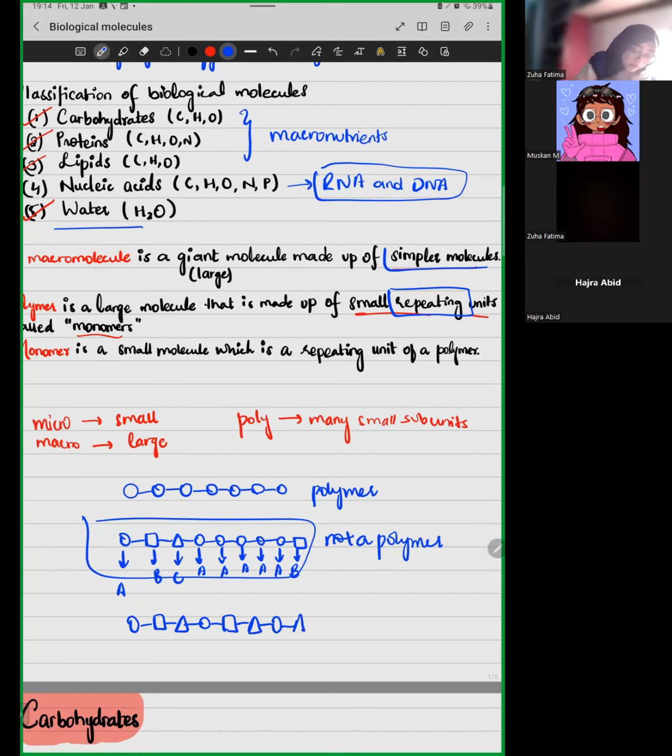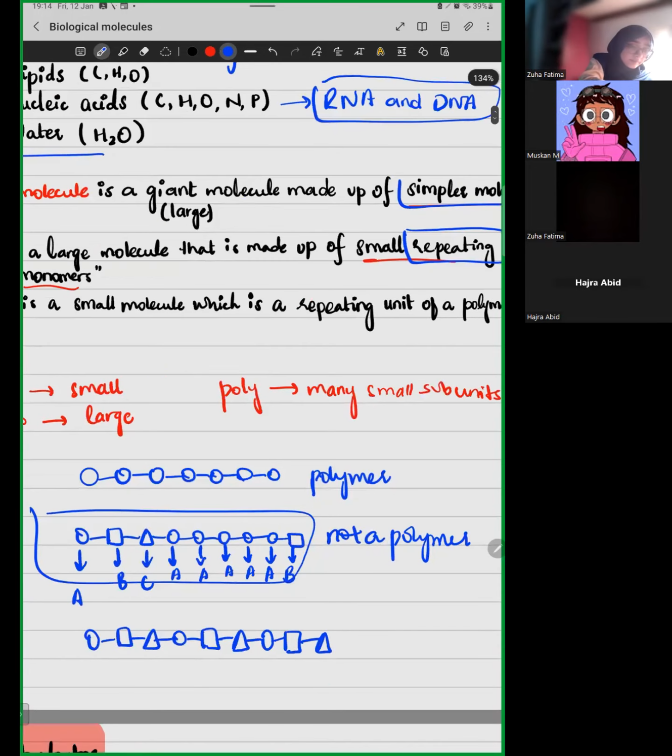Now, tell me, the figure that I have drawn for you, is it a polymer or is it not a polymer? Tell me, what do you guys think? And then Muskan, I'll just answer your question through this. But suggest me, do you think it's a polymer or is it not a polymer? Hajra, what do you think? Okay, so Muskan is saying this is not a polymer. Okay, let's write the pattern for this. This is basically A, B, C. This is A, this is B, this is C, this is A, this is B, and this is C.